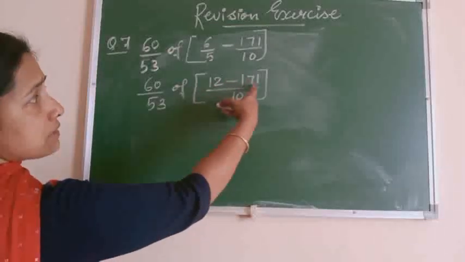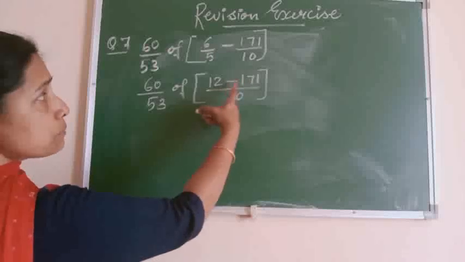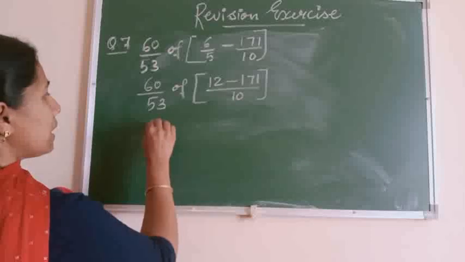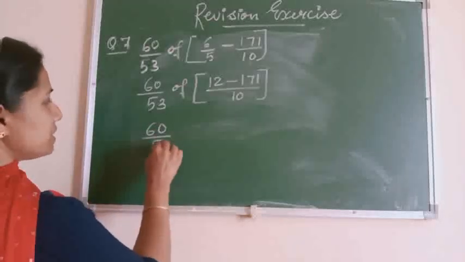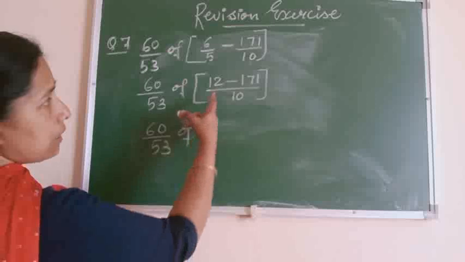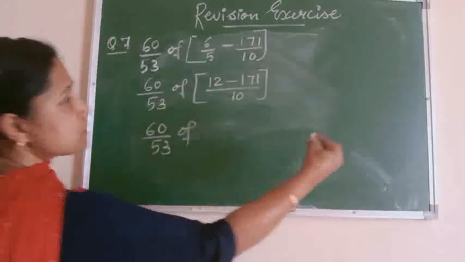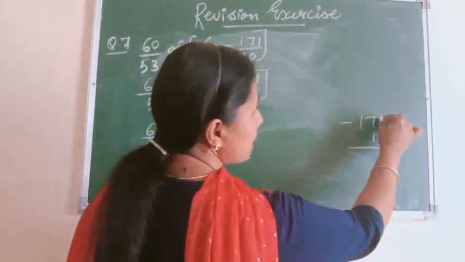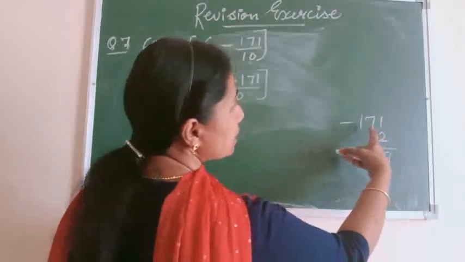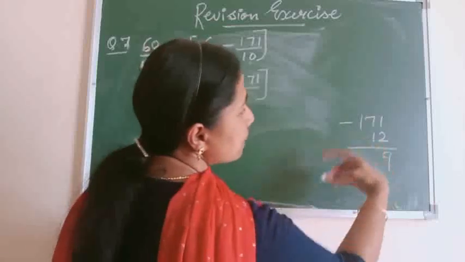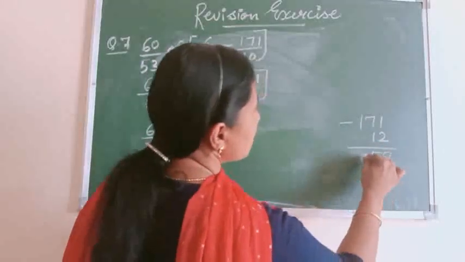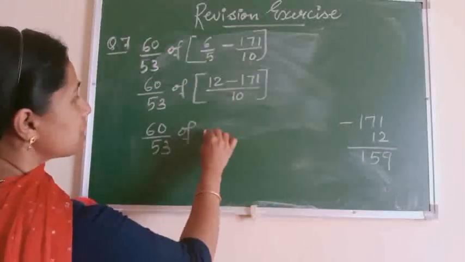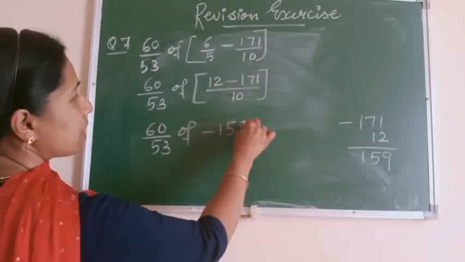12 minus 171. See, this 171 is the bigger number, so the answer is negative. You have to do the subtraction 171 minus 12. And see the step, 60 upon 53 of, after subtracting 171 minus 12, see the rough column: 171 minus 12. Here 11 minus 2 is 9, and then 6 minus 1 is 5, and it is 1. So after doing the subtraction you are getting minus 159 upon 10.